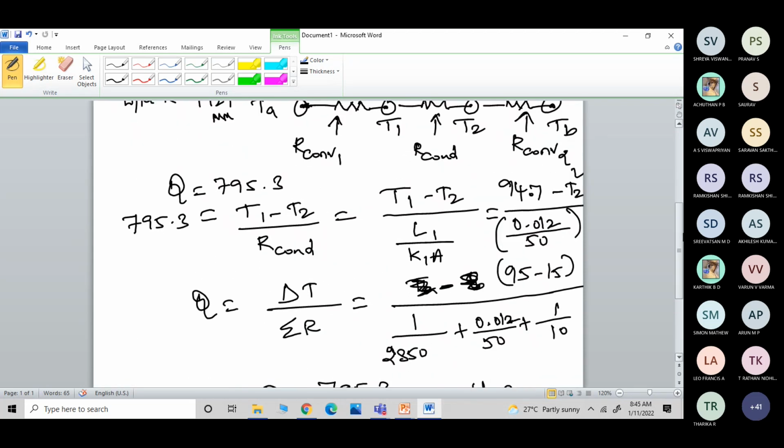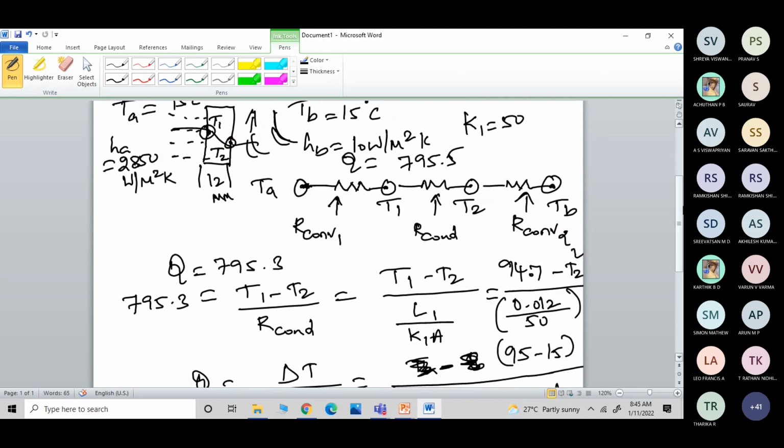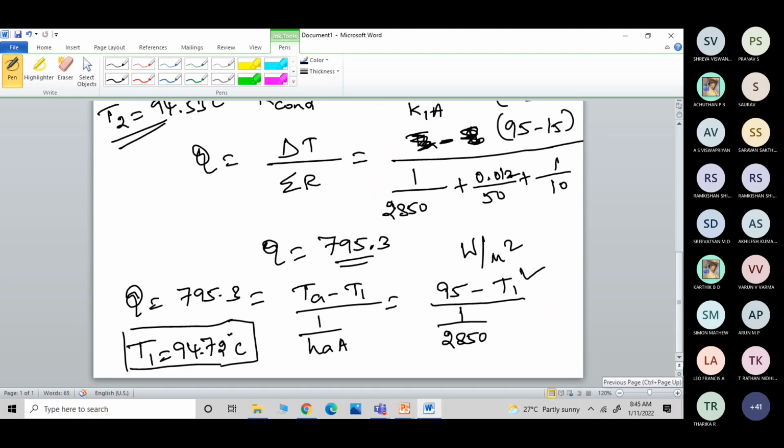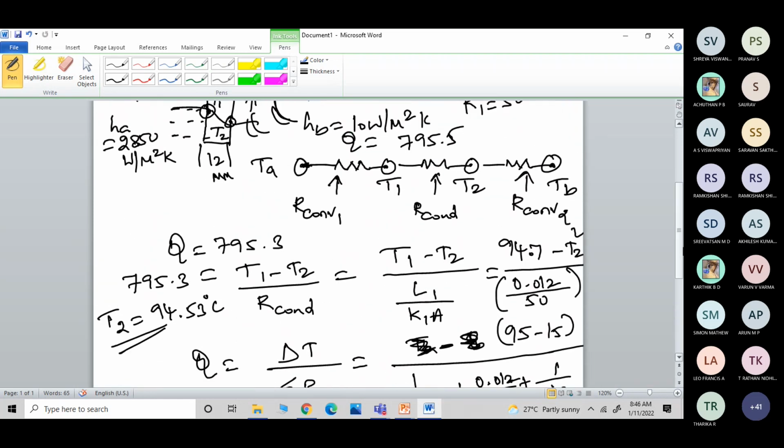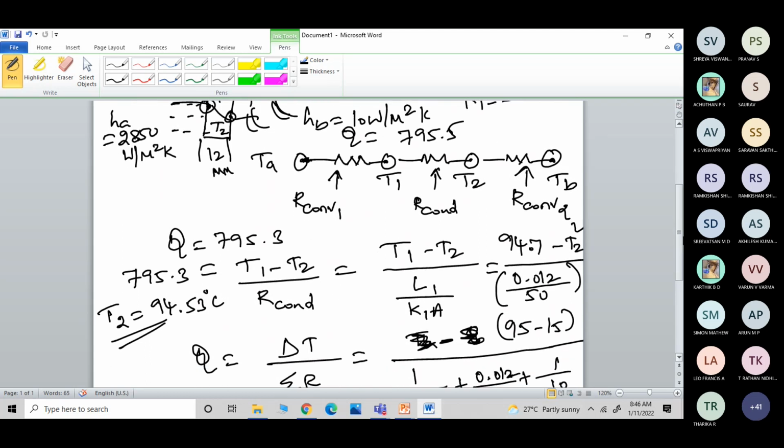So what it shows us is, since the material has got higher thermal conductivity, and similarly the thickness of the material is also lesser. 94.53 degrees C. Okay, so this is T2 and the other one is T1, 94.72. Since the material has got a higher thermal conductivity, suppose if you select a lesser thermal conductivity material, then the heat transfer will not be that great.